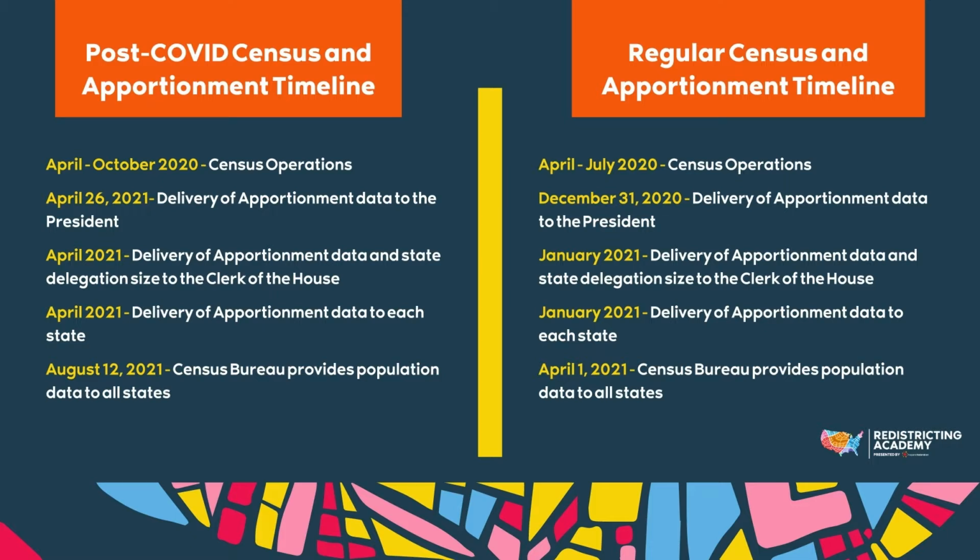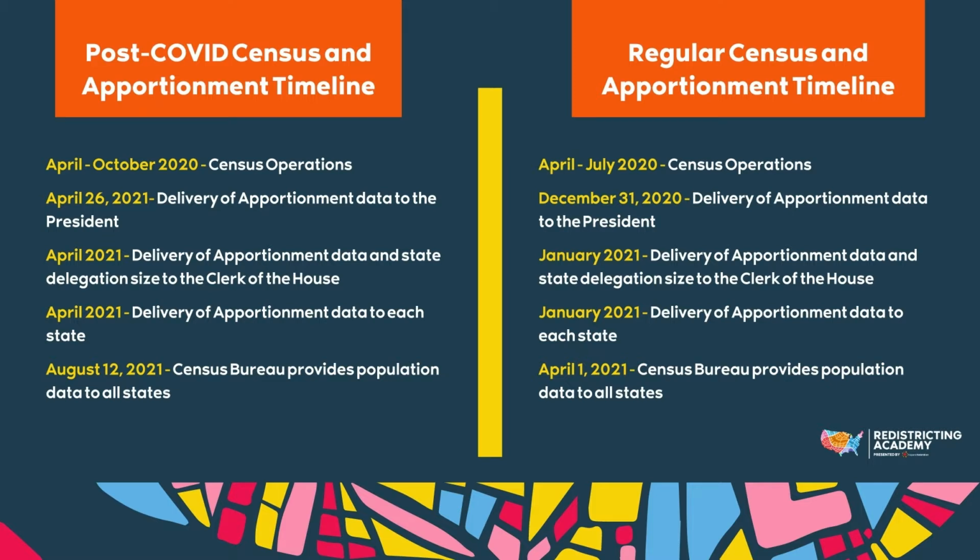COVID actually interrupted the census operations in a way that, as you can see on the left-hand side, had a domino effect that delayed all of the other processes for reapportionment. So while by April 1 of 2021, the Census Bureau was supposed to provide the population data to all states, that didn't happen until August 12.